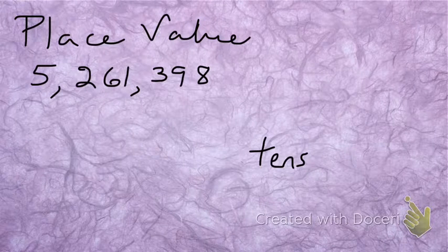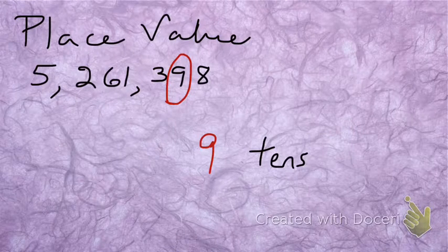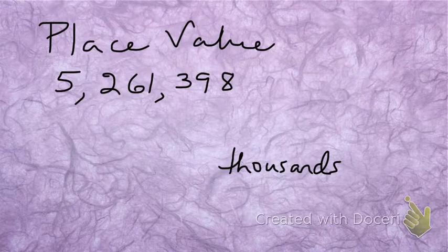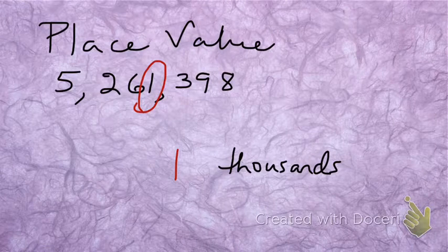Let's talk about place value. Well, what digit do you see in the tens place? That would be 9. You've got 9 tens. Keep going. What digit do you see in the thousands place? That would be 1. You've got 1,000.